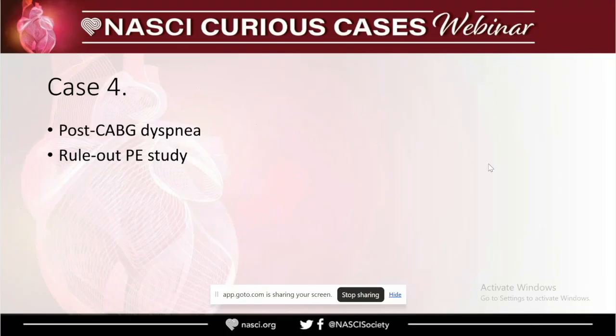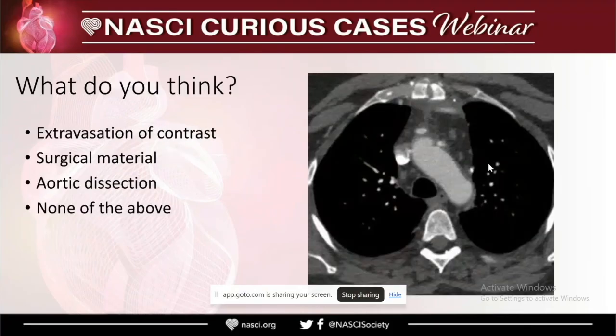Okay. We have another case, and this time the patient is after CABG, and we got a rule-out PA study. So we have this rule-out study, and we need to see what you think. Do we have extravasation of contrast? Do we have surgical material? Do we have aortic dissection, or none of the above? I'm going to give you a few seconds to look at it.